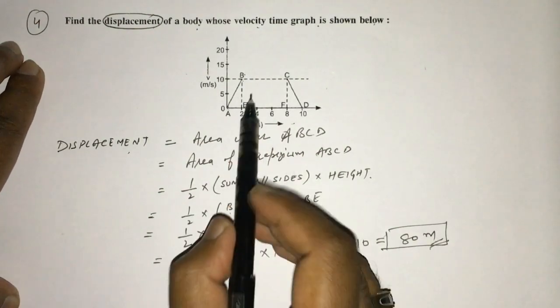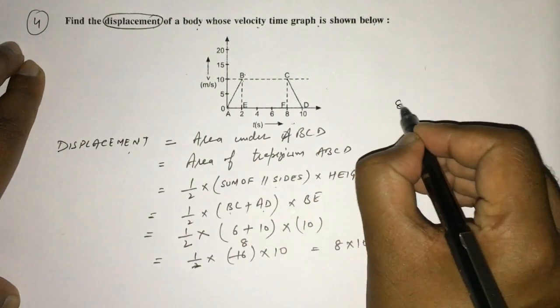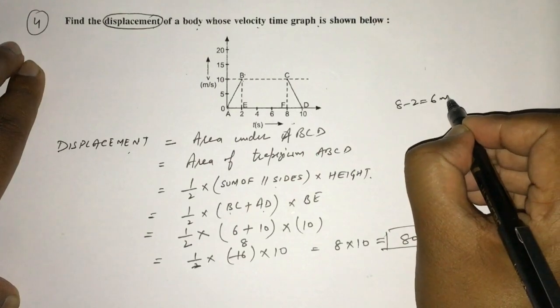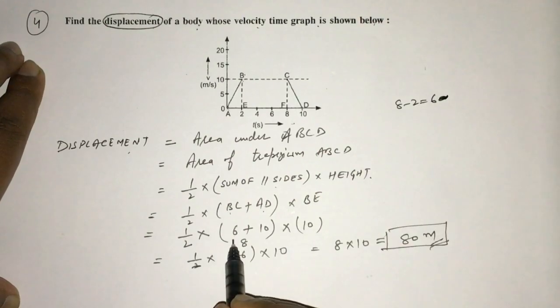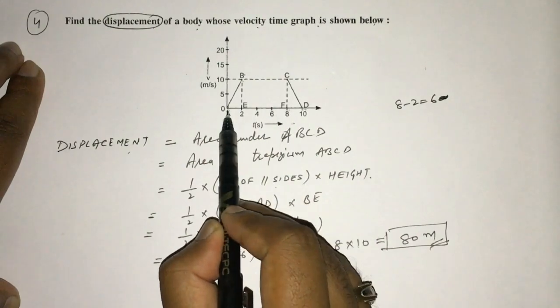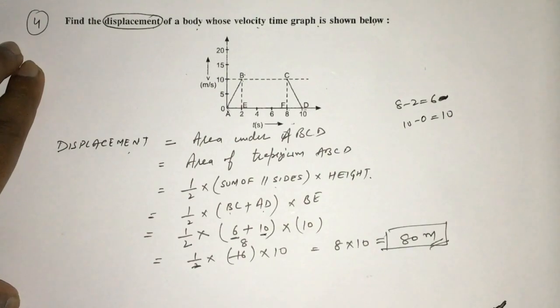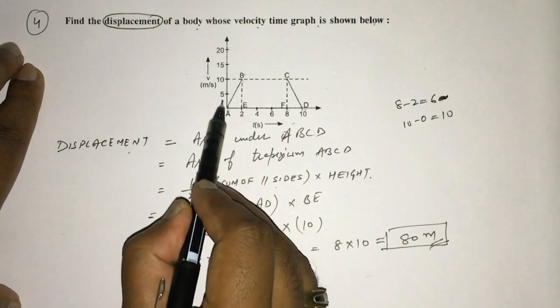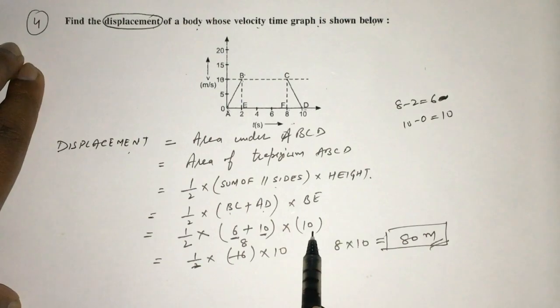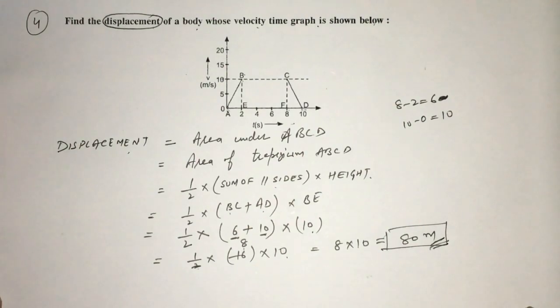Now putting the values, B to C means 2 to 8. So it becomes 8 minus 2 is equal to 6. So here is 6. From A to D means 10 to 0, is 10 minus 0 is equal to 10. Clear? Into height, which is from 0 to 10. Fine. Now cutting this 2 with 16, it becomes 8 into 10, which is equal to 80 meter. Clear?